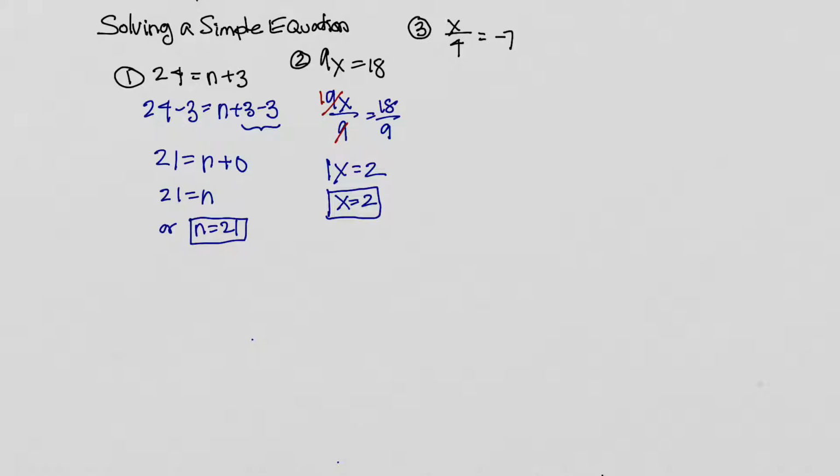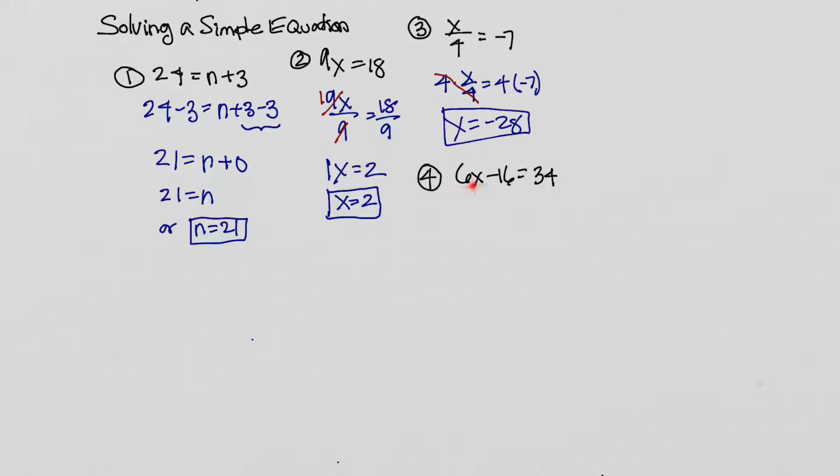And here in problem number 3, we have x being divided by 4. So what we'll do is undo the division with a multiplication. So let's multiply both sides by 4. It will look like this. 4 times x over 4 equals 4 times negative 7. These 4's cancel. That was the whole idea. And now we are left with x equals negative 28.